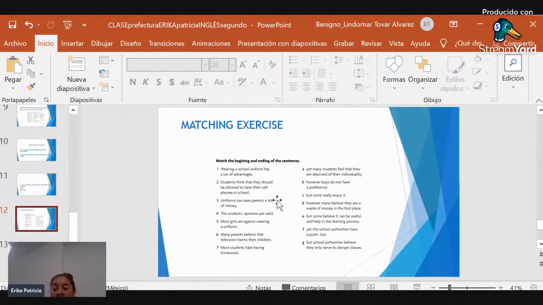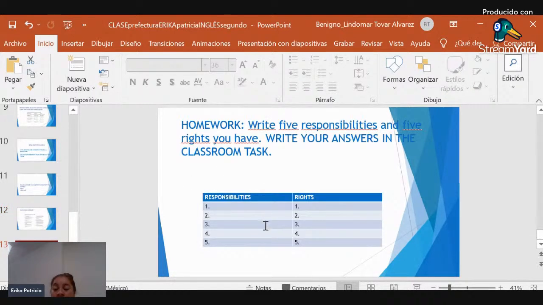And here we have a matching exercise. This matching exercise is about, for example, wearing a school uniform and some other things that are related to teenagers' issues. And the activity that you have to upload in the classroom is this one. You have to write 5 responsibilities and 5 rights you have.